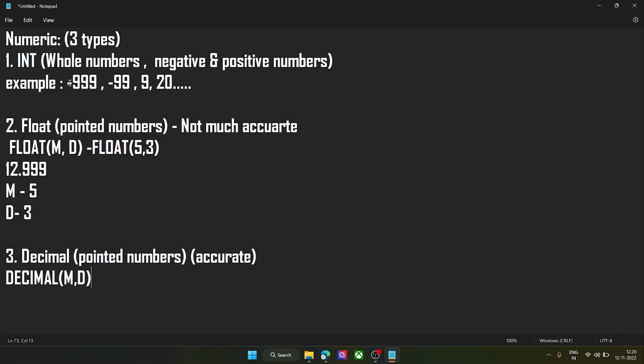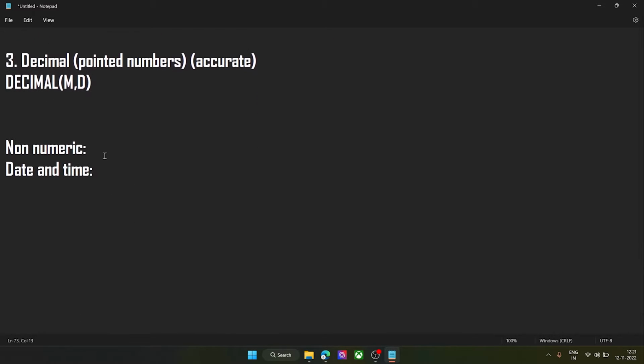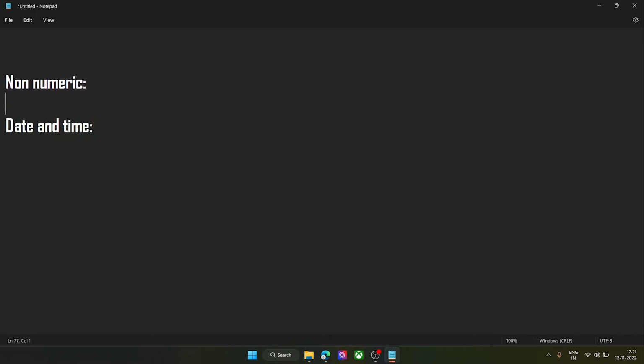Only these three things you have for numeric. So numeric is of three types: int, float and decimal. In int you have positive and negative whole numbers. In float you have pointed numbers, like 5 comma 3, and decimal is more accurate in the same way, also for pointed numbers. And the second category is non-numeric.